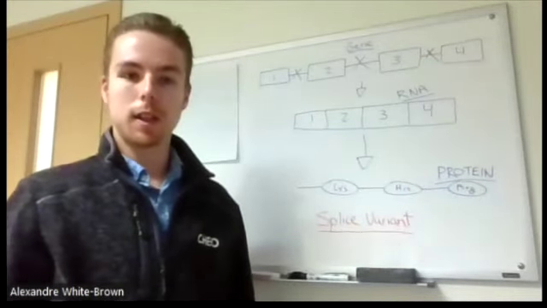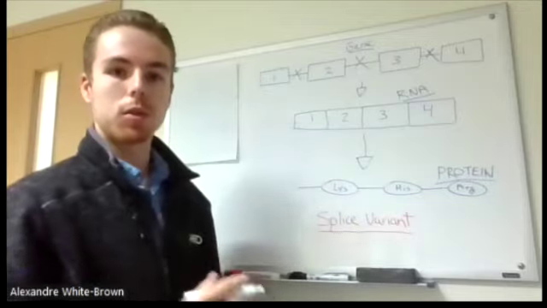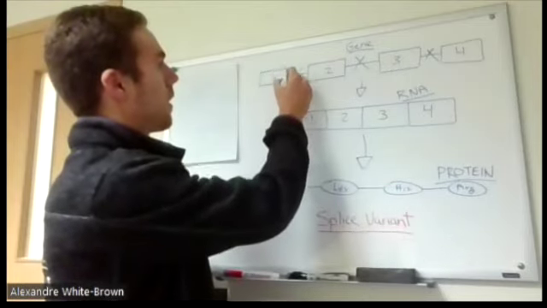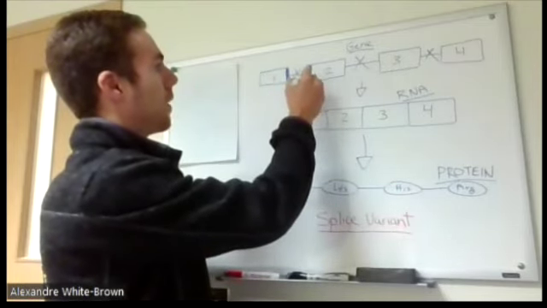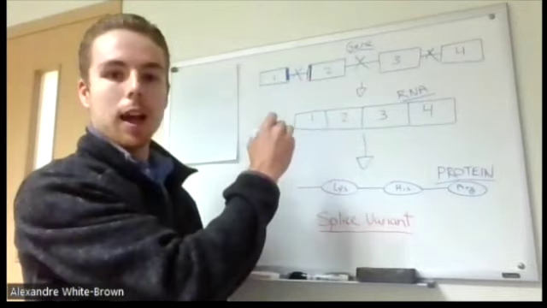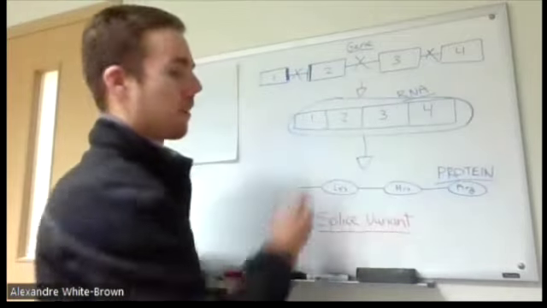So a splicing variant is a variant that may occur very close to the exon and intron boundary. So it may be in here or in here in what we call the donor or acceptor sites. And this can have a large impact on what we end up with here.